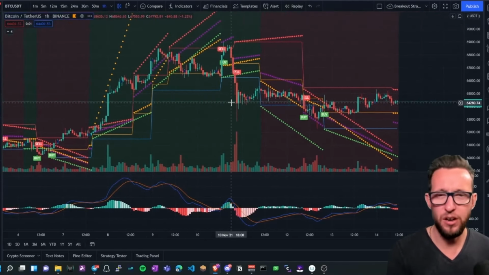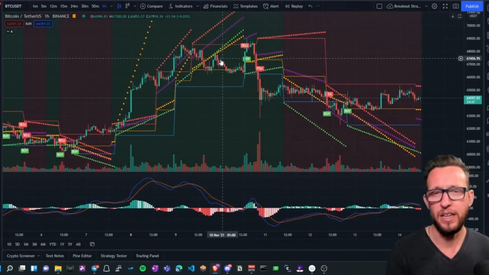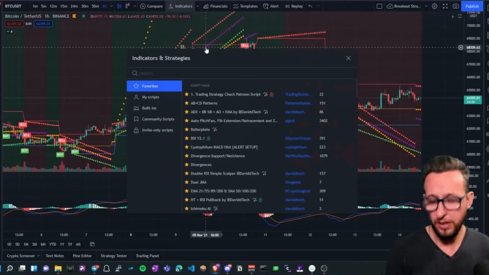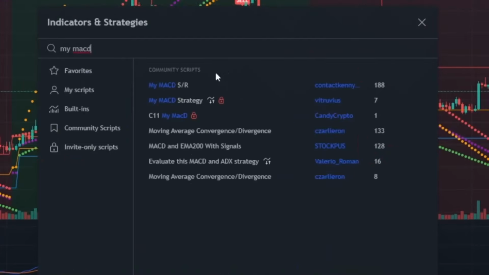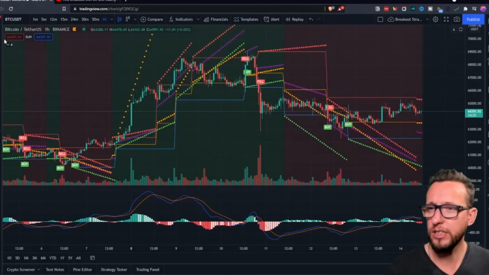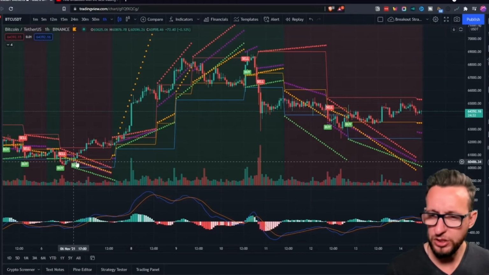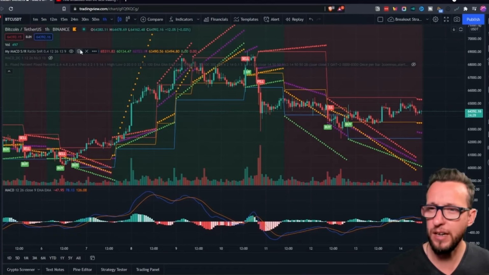So here we are on my chart. As you can see, I've already added the indicator here. The indicator is called my MACD, and that is this one by Contact Kenny. So you click on that and that will add this here. Now, in the trading strategy, the only thing that's interesting to us is this orange line in the middle here.